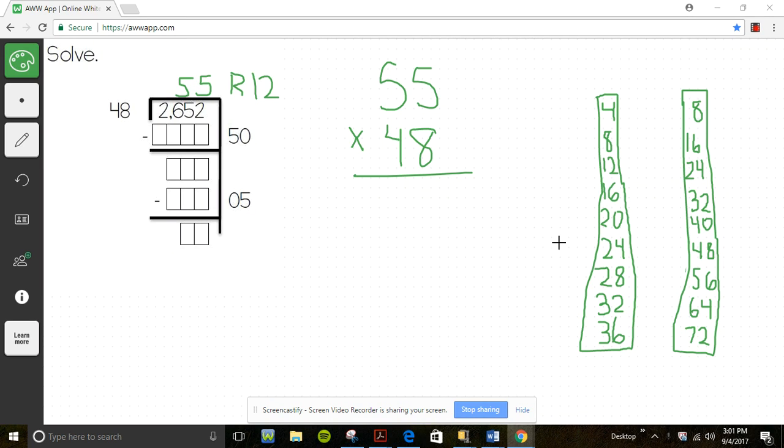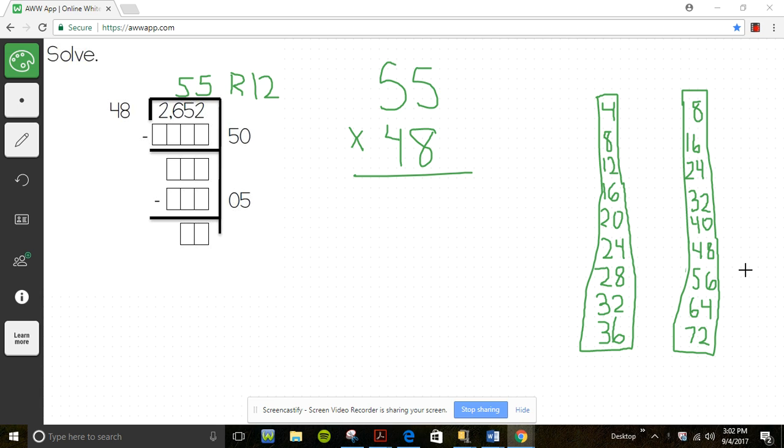Let's check your skip counting. Your skip counting should have been 4, 8, 12, 16, 20, 24, 28, 32, 36. If you did not do that skip counting right, your whole answer would be wrong. And skip counting again is just adding by 4 over and over and over.